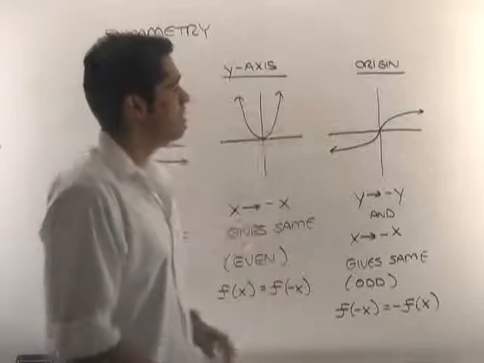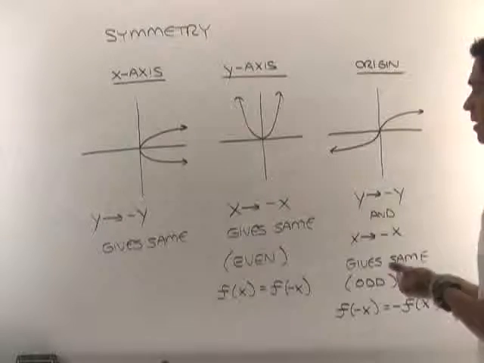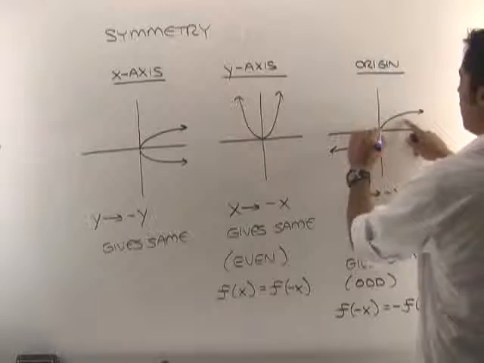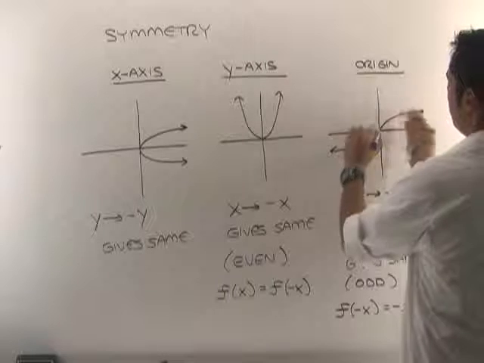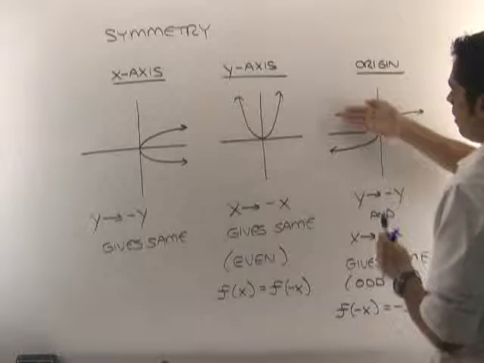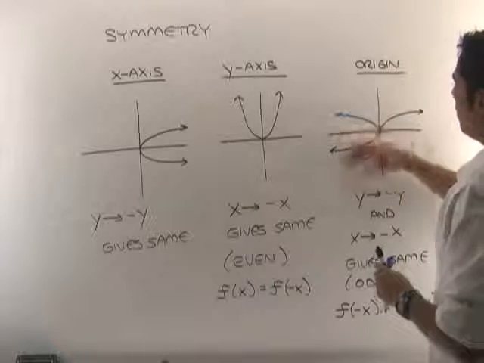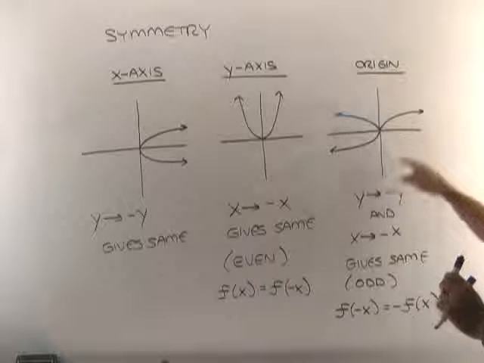Lastly, we can be symmetric to the origin. Now this is a little tricky, but the way it works is it's first symmetric to the x-axis, meaning the y-axis. If you flip this over like this, you get one picture, and then if you flip it down, you get the other part. So you can see it's a flip over and then down. If it does that, then it's symmetric on the origin.